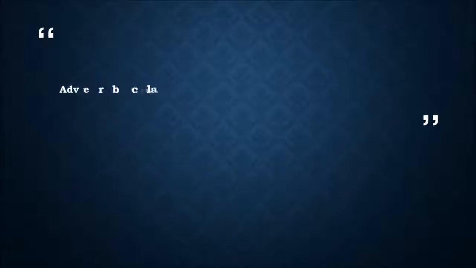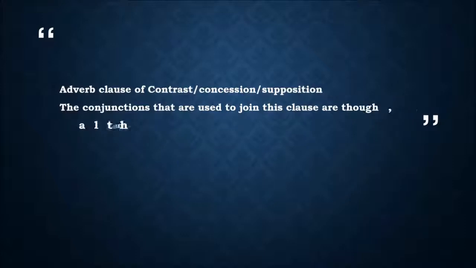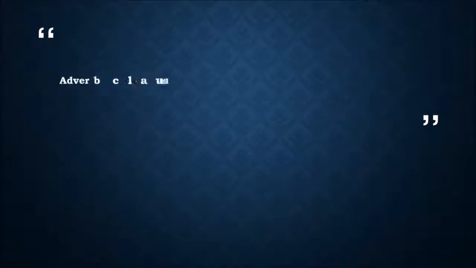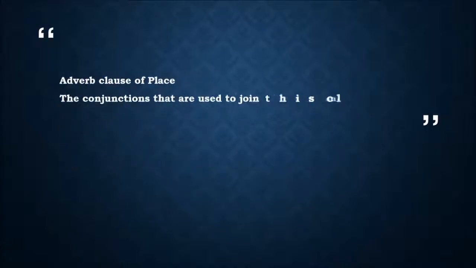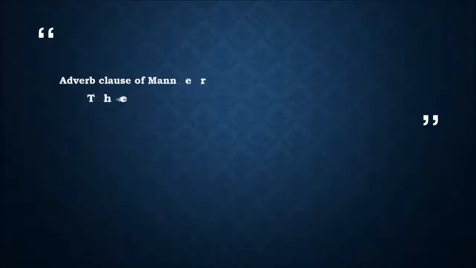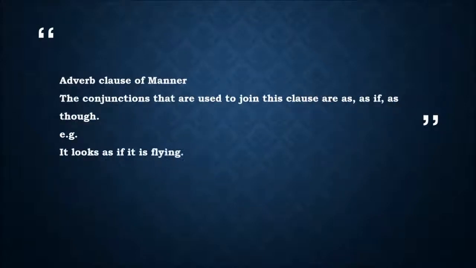G. Adverb clause of contrast/concession/supposition: the conjunctions that are used to join this clause are though, although, even if, even though. E.g. Although we were feeling sleepy, we were standing. H. Adverb clause of place: the conjunctions that are used to join this clause are where, wherever. E.g. She lay where she was. I. Adverb clause of manner: the conjunctions that are used to join this clause are as if, as though. E.g. It looks as if it is flying.